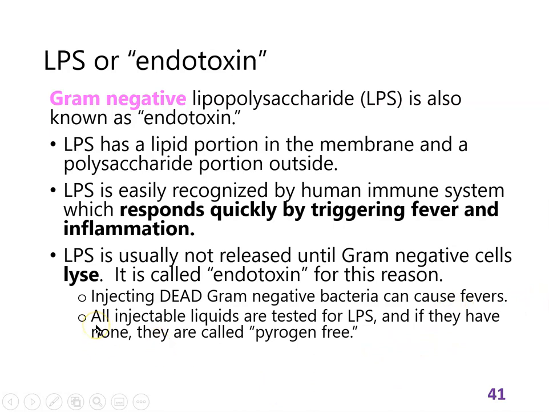And so any injectable liquid has to be tested for the presence of lipopolysaccharide. And if you look this up, you'll see that the most sensitive test for lipopolysaccharide is the blood of a horseshoe crab. I'm not going to talk more about that, but that's what they use. And so, yeah, if you look at injectable water, it might say pyrogen free, and that means it doesn't have any detectable lipopolysaccharide.